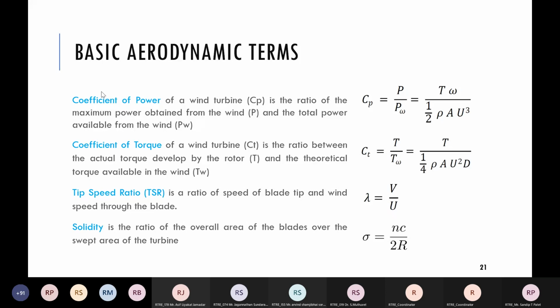Now, the equation written here is only applicable for a straight-bladed Darrieus turbine. The direct derivation is written here. So the solidity of a straight-bladed Darrieus turbine is NC by 2R, where N is the number of blades, C is the chord of the blade, and R is the radius of the rotor.